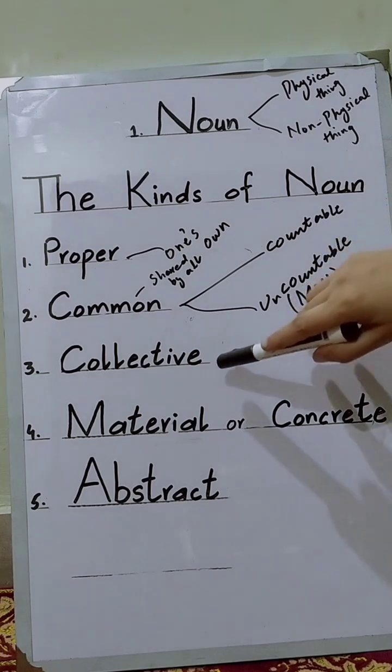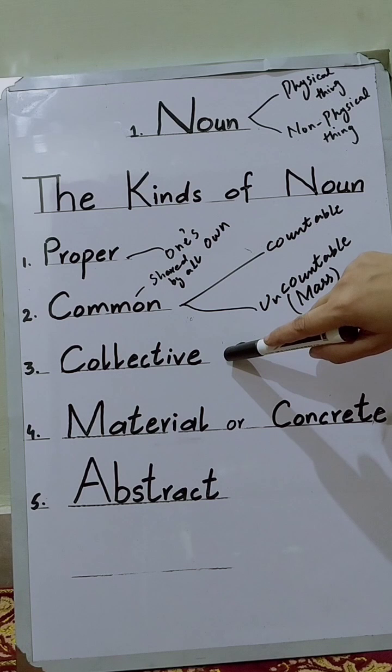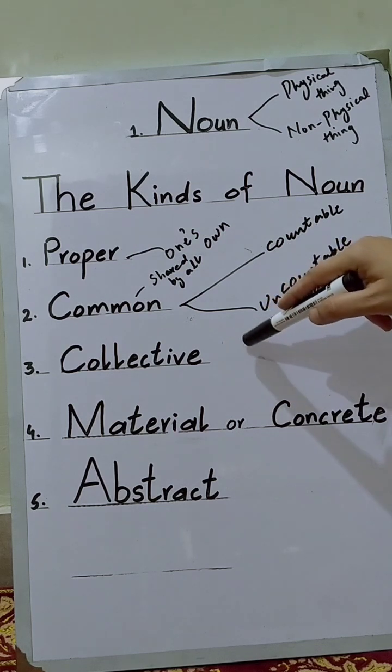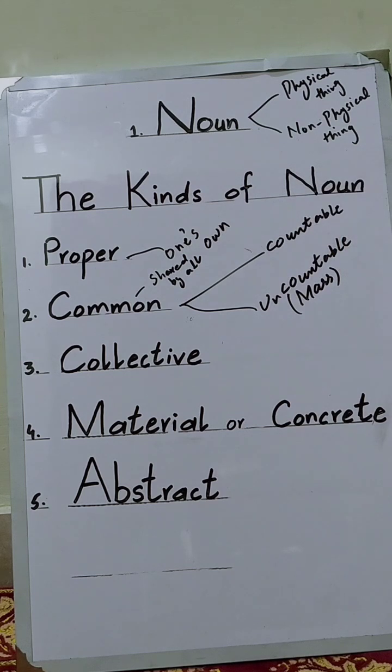Number 3, collective nouns. A collective noun is a name applied to a group, class, army, club, crowd, committee, team, family, etc. Certain collective nouns, though singular in form, are always used as plurals. People, cattle, gentry, etc.